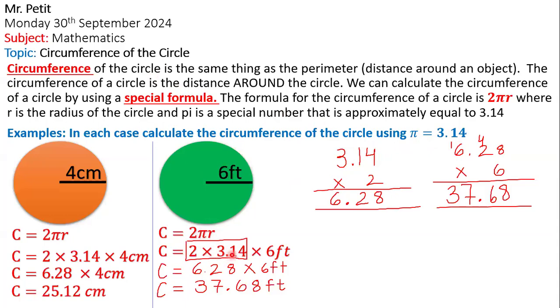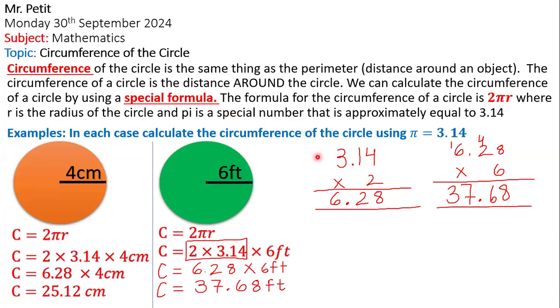And the radius is this number right there, 6 feet. That's why we put 6 feet there. So it's going to be 2 times pi, which is 3.14, times the radius, which is 6. That makes sense? Good. Now all we have to do is multiply. 2 times 3.14 gives us 6.28. Then we multiply 6.28 times 6, and that gives us 37.68. That's how we get that. That makes sense? Okay.